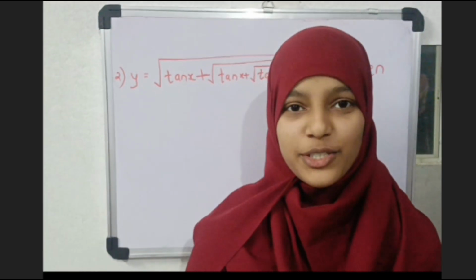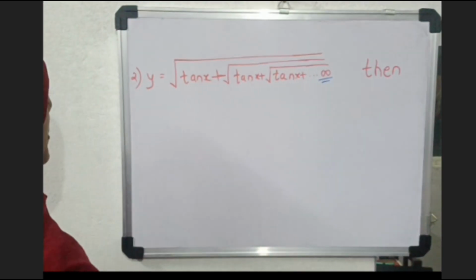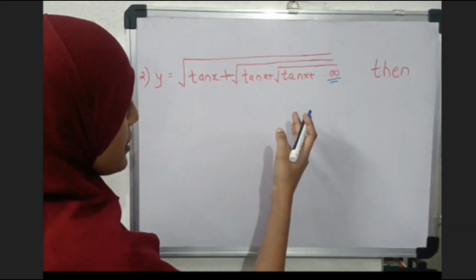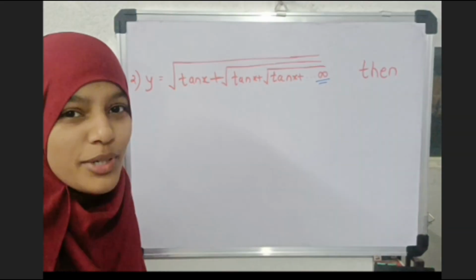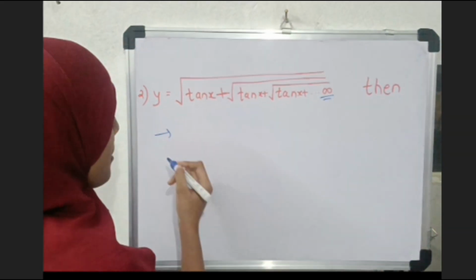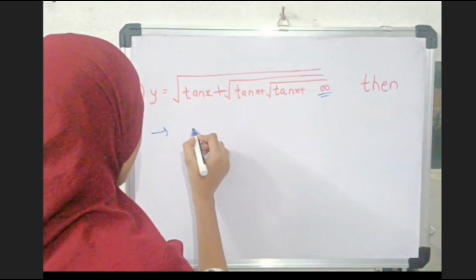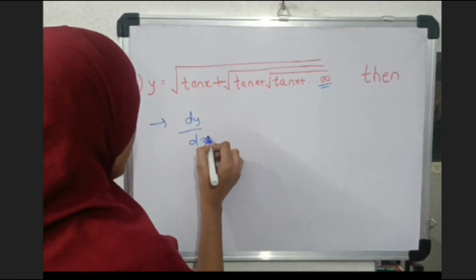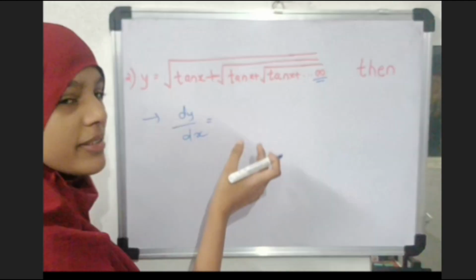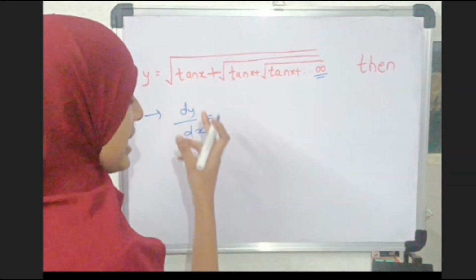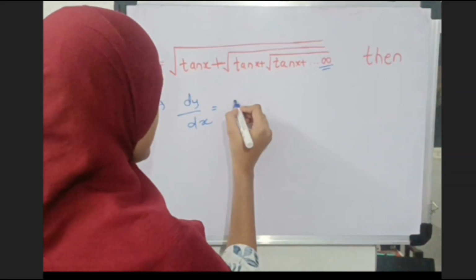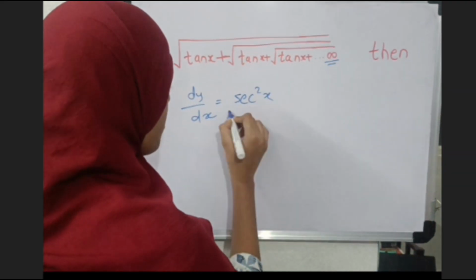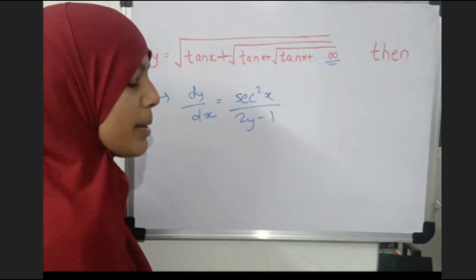Let's move towards our next question. y = √(tan x + √(tan x + √(tan x + ... up to infinity. We have to find dy/dx. You simply know now that dy/dx will be f'(x) of the function. Here what is the function? That is tan x. What is the derivative of tan x? That is sec² x. And what we write in the denominator is 2y minus 1.